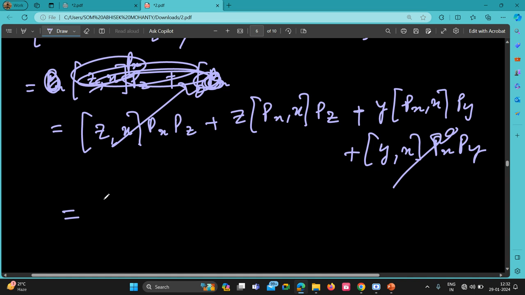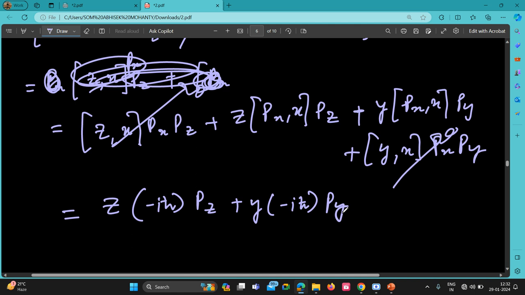So Z into minus iħ, because X P_X is iħ. So P_X X is minus iħ, Z P_Z plus Y minus iħ P_Y. So the answer will be minus iħ, if I take common, (Z P_Z plus Y P_Y). That will be the answer. Okay, this is the answer.